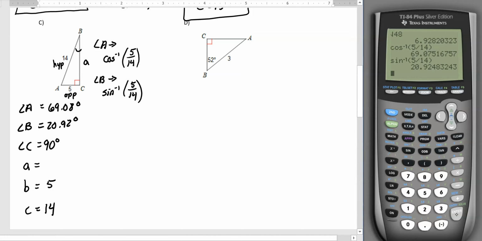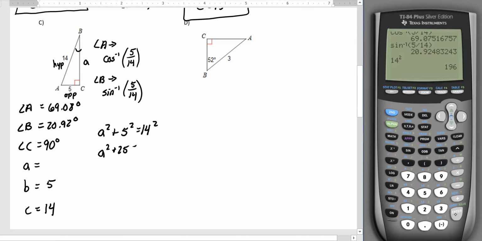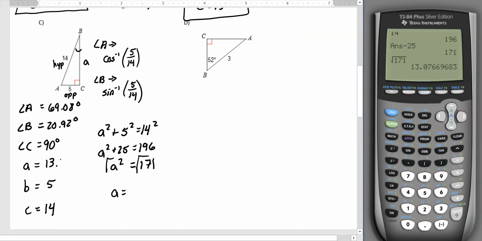Fantastic. All right, now to figure out side A, Pythagorean theorem once again, we do a squared plus 5 squared equals 14 squared. Of course, recall that 14 squared is 196. So we'll say a squared plus 25 equals 196. Subtract 25 from both sides. 196 minus 25 is 171. Take the square root, of course, which tells me that A will equal the square root of 171, which is 13.08. Fantastic. Well done, well done.